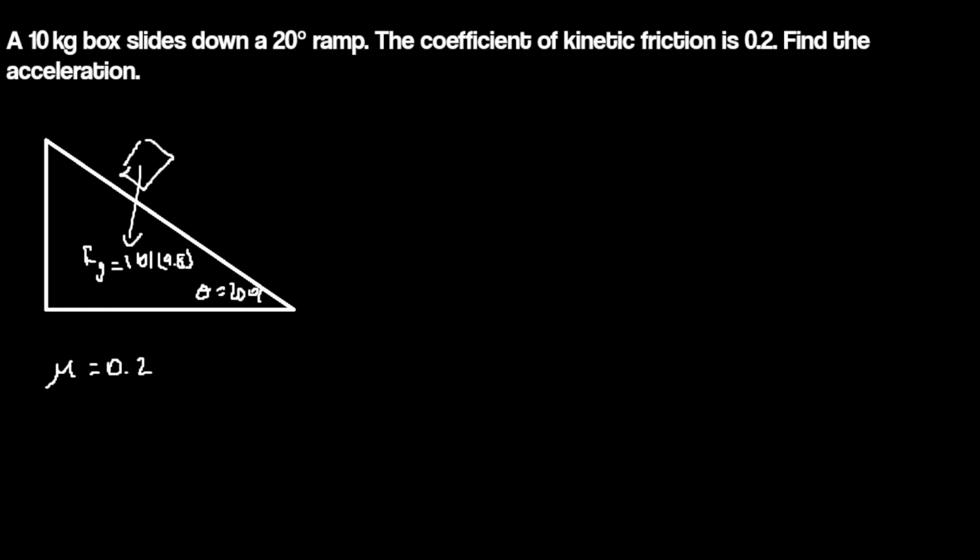Find the acceleration. So in this case, what we have to do is find our normal force, and you'll see why in a second. So let's calculate our Fn, which is just 10 times 9.8, which is 98, times cosine 20 degrees, which gives us 92 newtons. So we have 92 newtons here.